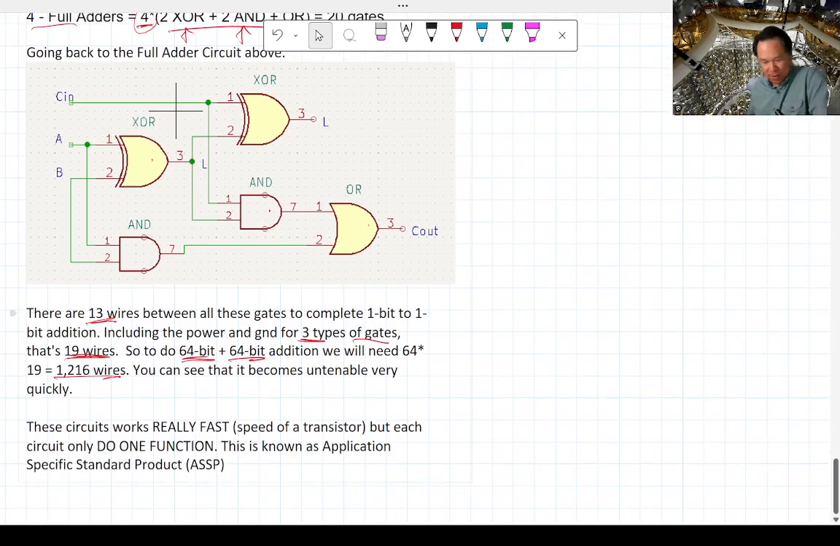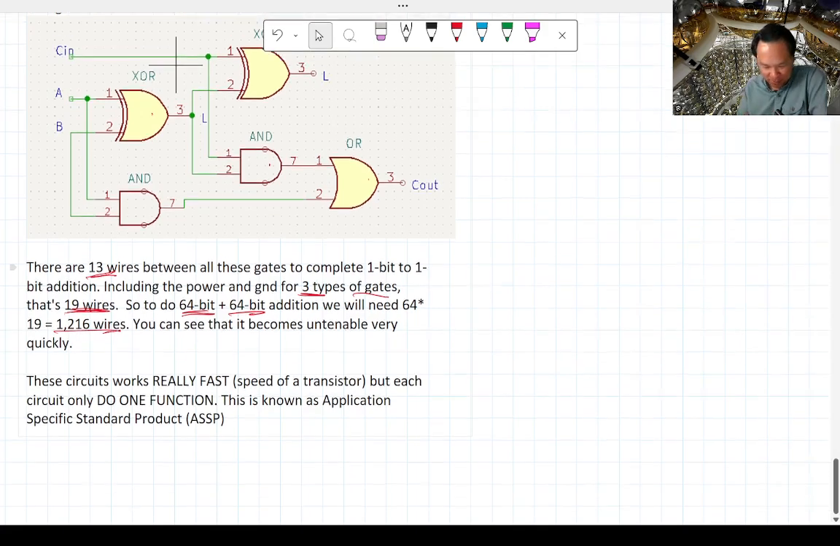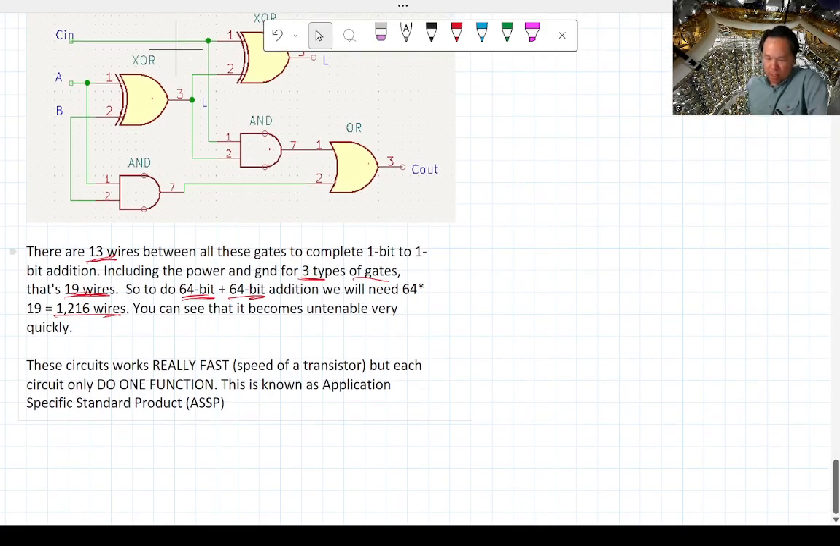Hopefully, you never have to do that in real life. That'll be kind of an interesting summer project if you really want to do it. So this is why we're going to move on to something called the field programmable gate array in this lab. That way you can add numbers that are actually substantial as opposed to just adding 3 plus 3 all the time. But this circuit works really fast.